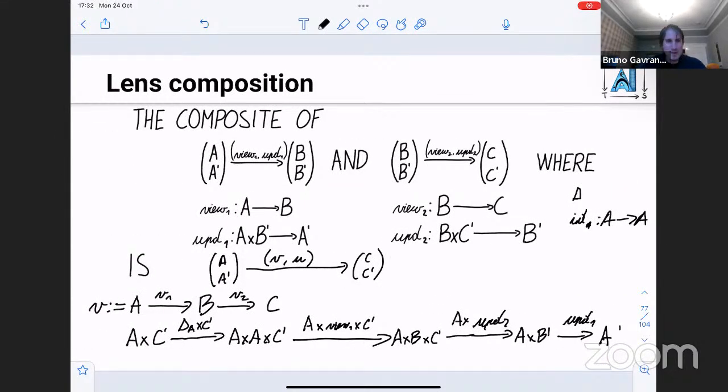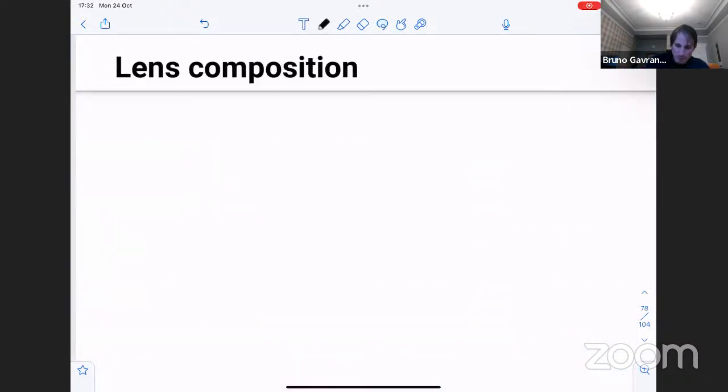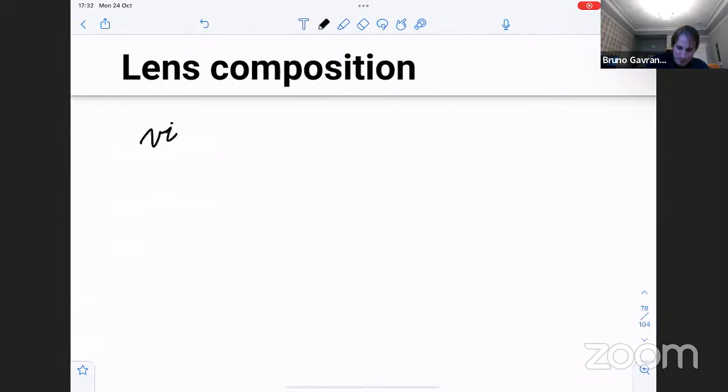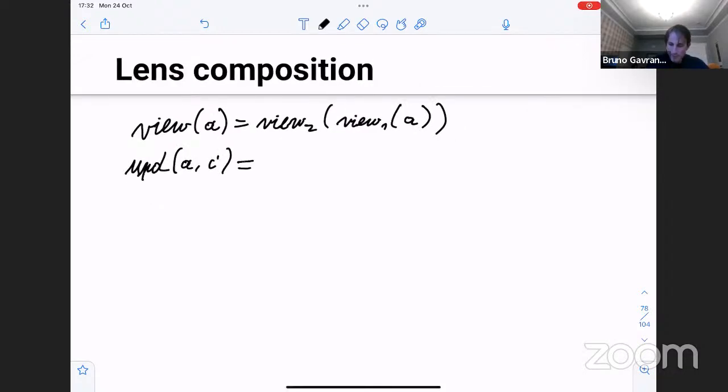Well, before I explain the crescendo of this, I will give this formula in a hopefully straightforward form, where we're going to write it like this. The composite view is going to take an A, and I'm going to write it in terms of variables. It's going to apply view 2 after I apply view 1 to A. And the composite update, which is going to take an A and a C prime, we can write as equations, is going to do the following.